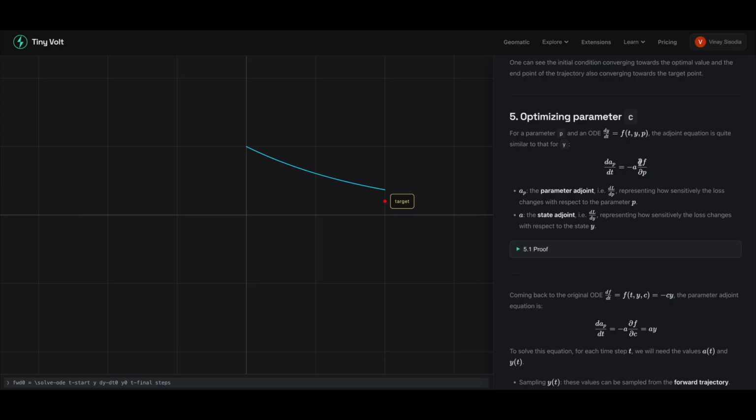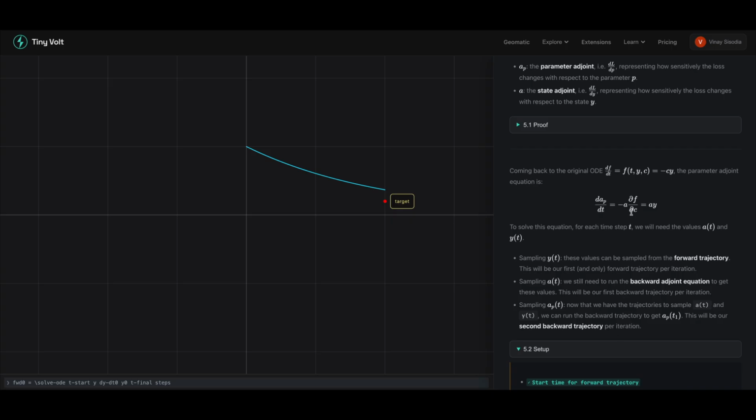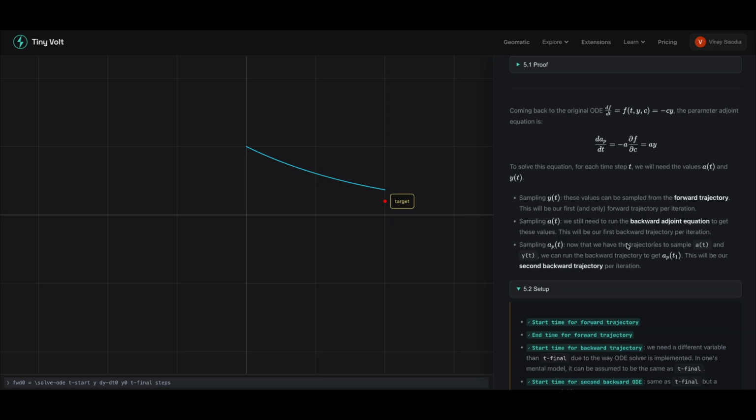In this case, f is still the same equation, it's minus cy, but since we are calculating the partial derivative with respect to c, del f by del c is equal to y, and the adjoint equation that we obtain is dAp by dt equals ay, and this is the equation that we want to solve. Now the interesting thing here is we need two different things from this equation. We need the value of y at every point t, and at the same time we need the value a at every point t. We can obtain the value y using this forward trajectory, but we don't have a trajectory for a yet.